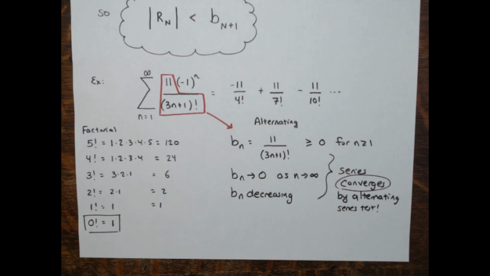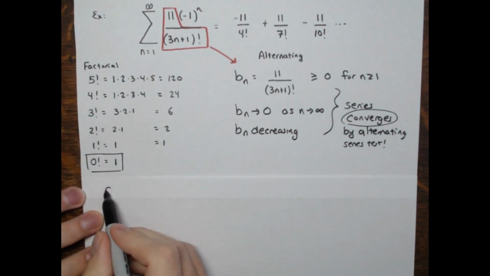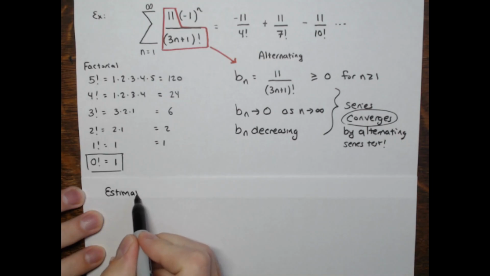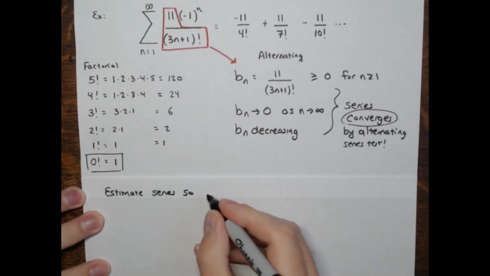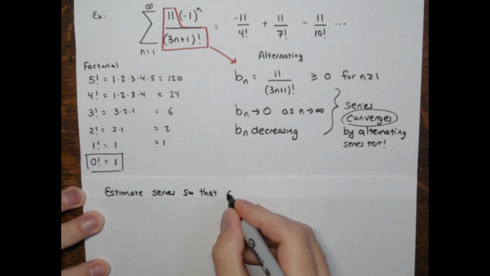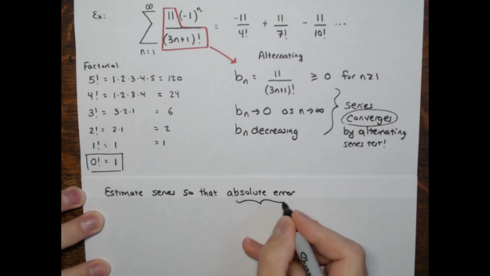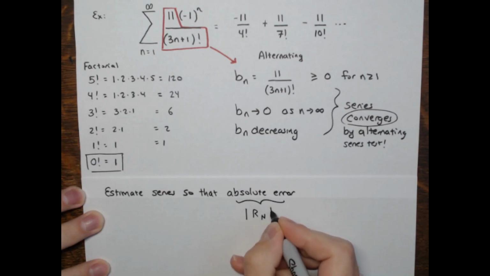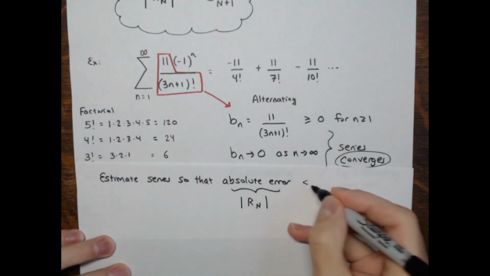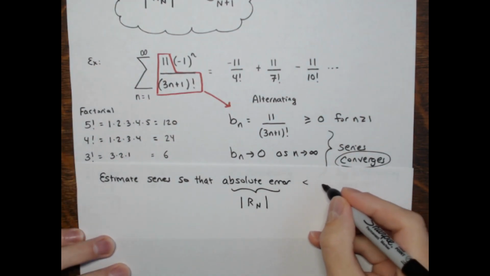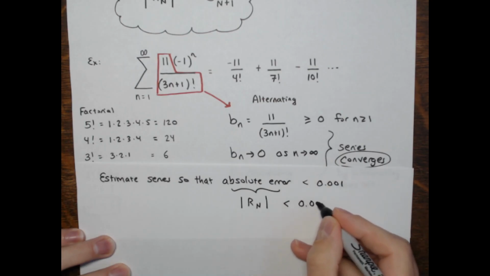Now they're asking us to estimate the value of this series so that the absolute error, again, this would be that absolute value of that r sub n that I was talking about on the top of the page here, the last page, is less than 1,000th, 0.001. So we need to satisfy this inequality here.